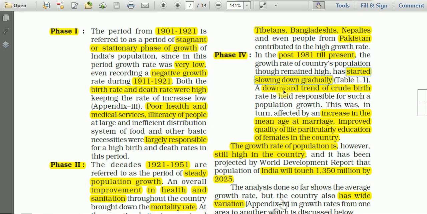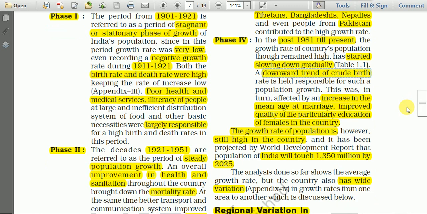A downward trend of population, a downward trend of crude birth rate is held responsible for such a population growth. So after 1981, there was a downward trend of crude birth rate, and this was in turn affected by an increase in the mean age at marriage, improved quality of life, particularly education of females in the country.